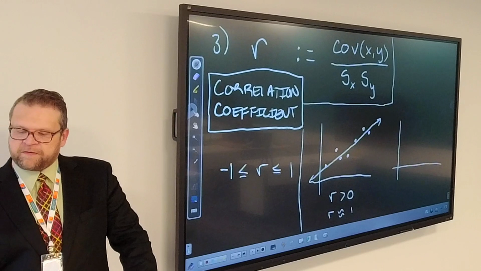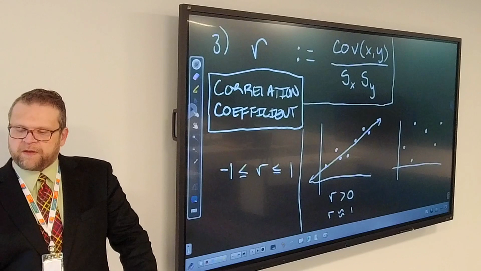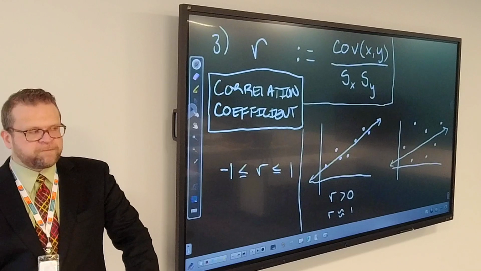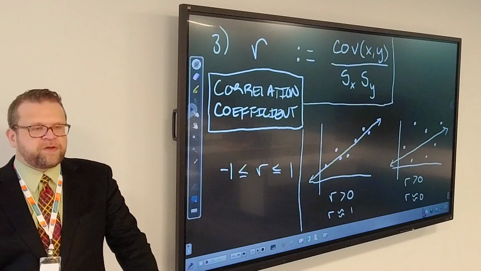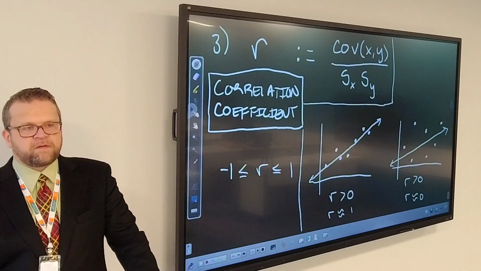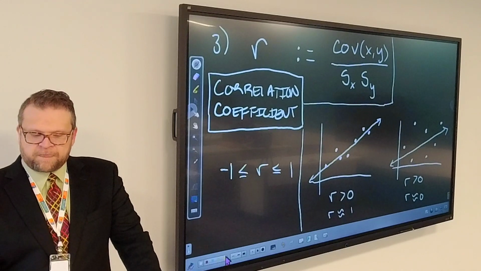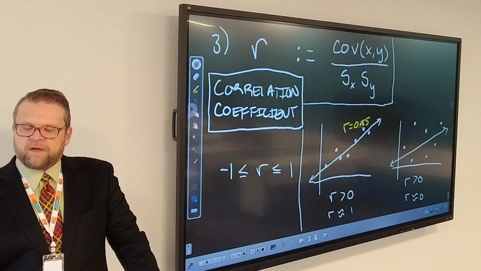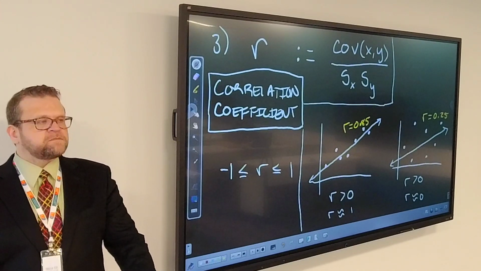If, on the other hand, the points were very far away, but still we got this line, well, it would still be positive, but it would be a lot closer to 0 than it would be to 1. So maybe in this first example, R is 0.85. And maybe in this second example, R is 0.25. Okay?